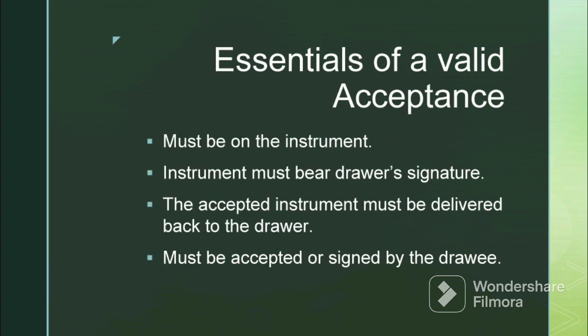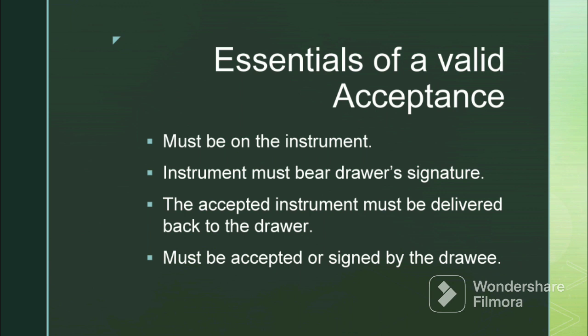So, what are the essentials of a valid acceptance? An acceptance can be said as valid if the following attributes are satisfied. The first important thing is acceptance must be there on the instrument, and the instrument must bear the signature of the drawee, and the accepted instrument must be delivered back to the drawer. That means the drawee should sign on the instrument and it should be sent back to the drawer.